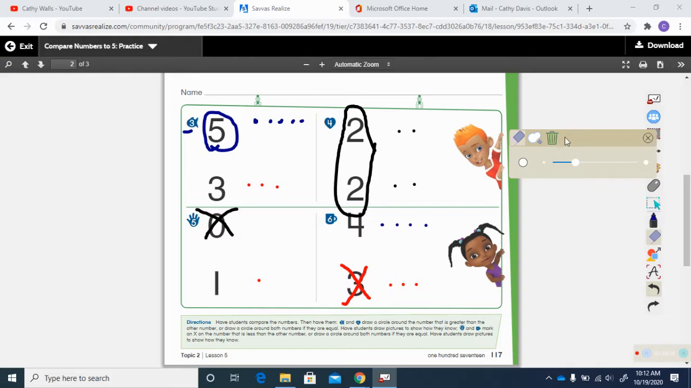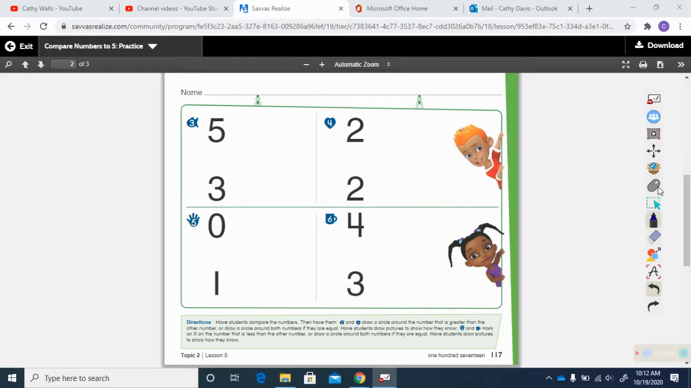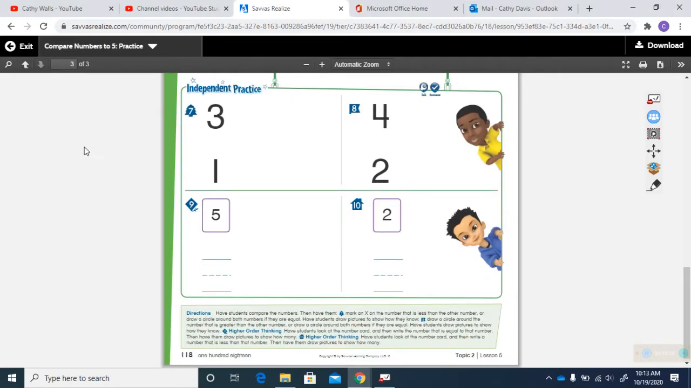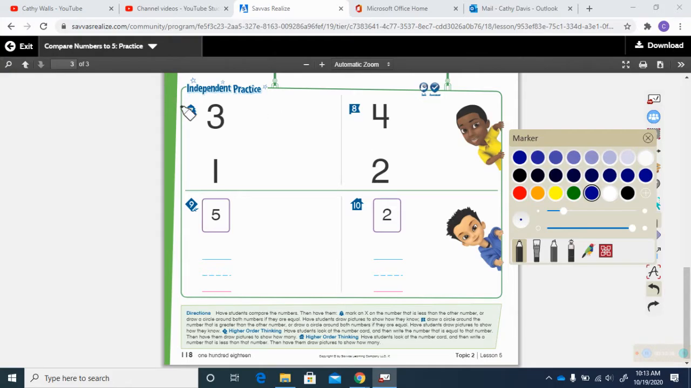Okay, I'm going to go ahead and erase this and we'll go to the next page. Remember, you need to have all of this written down. So if you need to stop and pause, you can do that. And then you can always click play and go ahead and resume. This next page, I'm going to tell you what to do on each one, and then you're going to do it by yourself. So look at number 7.